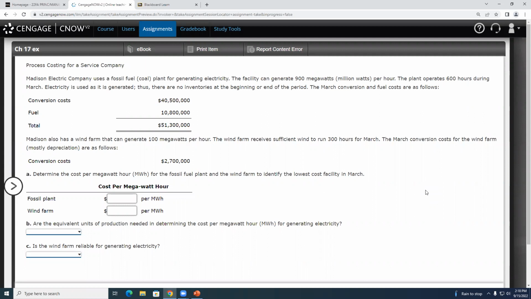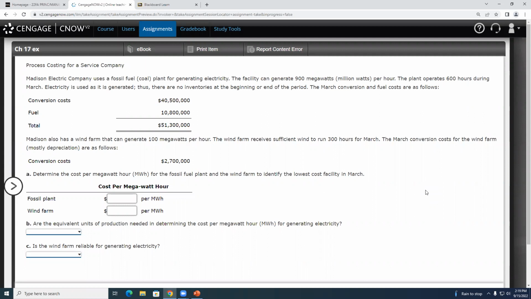Madison Electric Company uses a fossil fuel, a coal-fired power plant, for generating electricity. The facility can generate 900 megawatts, million watts, per hour. The plant operates 600 hours during March. Electricity is used as it is generated, thus there are no inventories at the beginning or end of the period. And that's always going to be the case for a service company. There is no inventory, they're not selling a product. The March conversion and fuel costs are as follows.